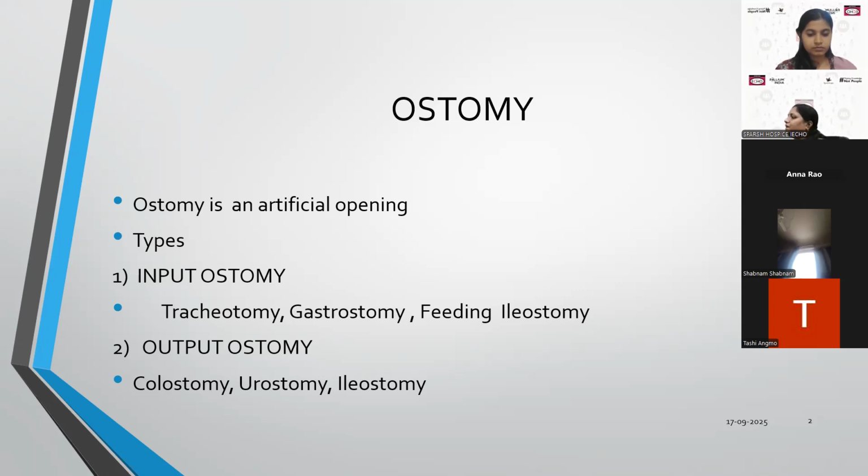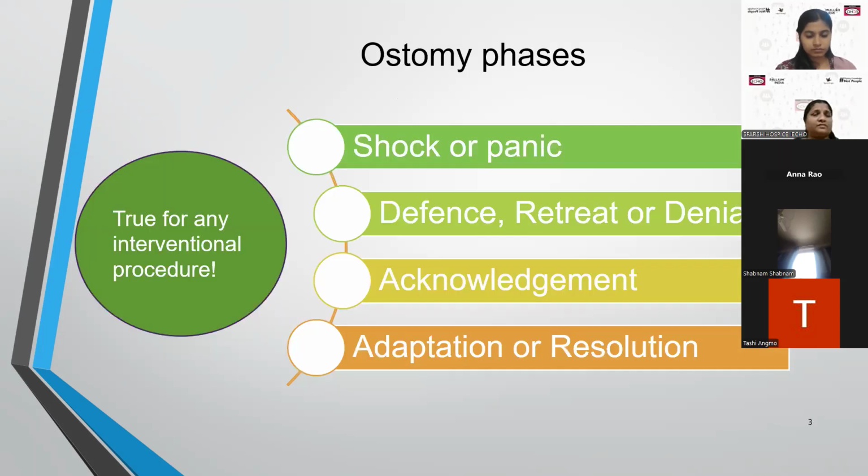Now let us see certain phases. What are the phases that come into the life of a person who is chronically ill? Most of our patients who are having ostomy are chronically ill. These phases are actually true for any interventional procedure. Say the patient is having cancer. The first phase may be to accept whether the patient is having the disease. He may go into shock, or he may become panic. Once you pronounce the diagnosis of any such life-limiting illness to the patient and relatives, both will have this first phase.